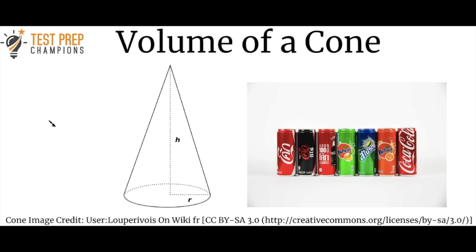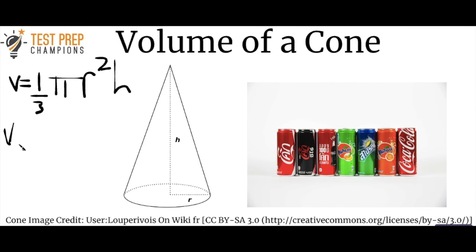In fact, the volume of the cylinder is three times bigger than the volume of the cone. So let me write out the formula here. The volume of the cone is 1/3 pi r squared h. Let me just refresh your memory on the volume of the cylinder. I'm going to write a little CYL to show I'm talking about the cylinder. The volume of the cylinder is equal to pi r squared h.